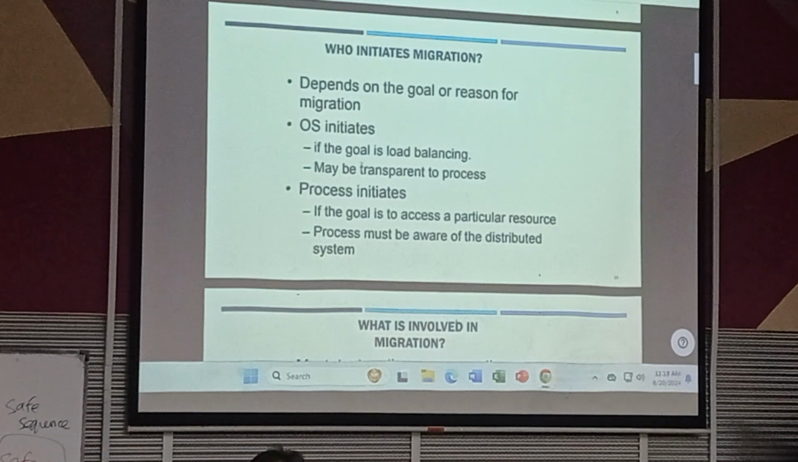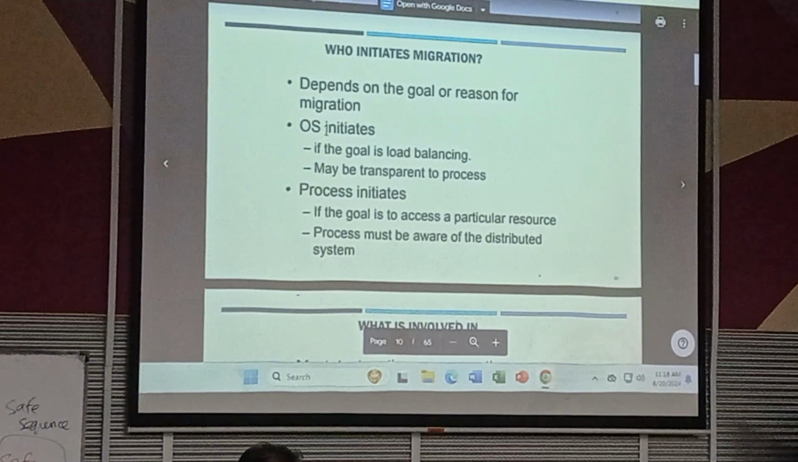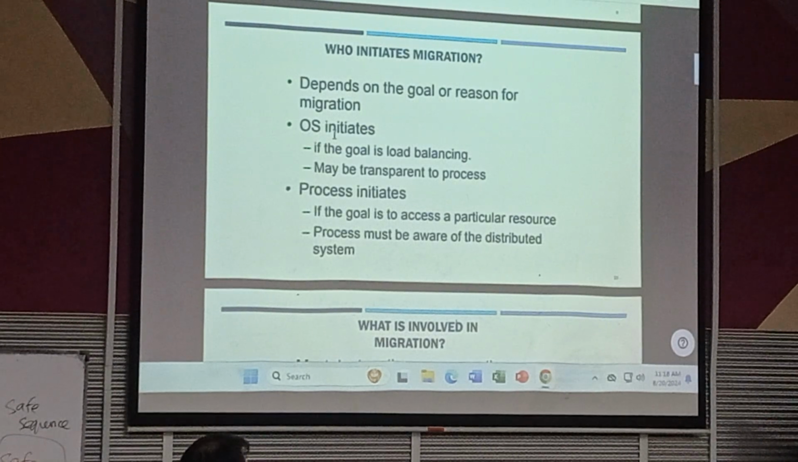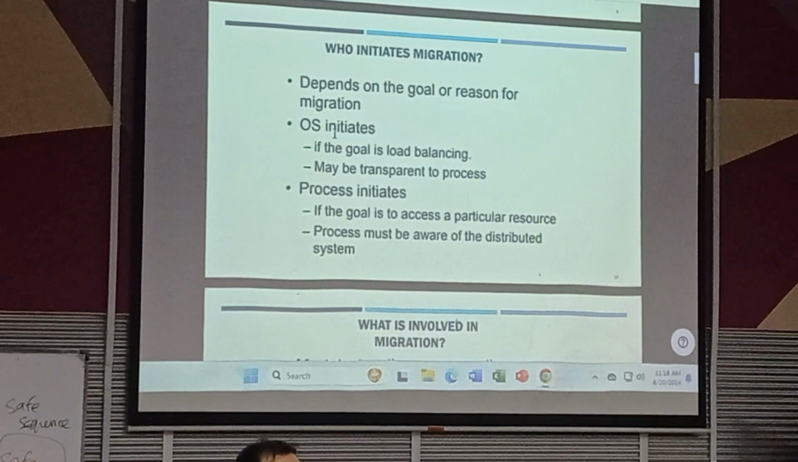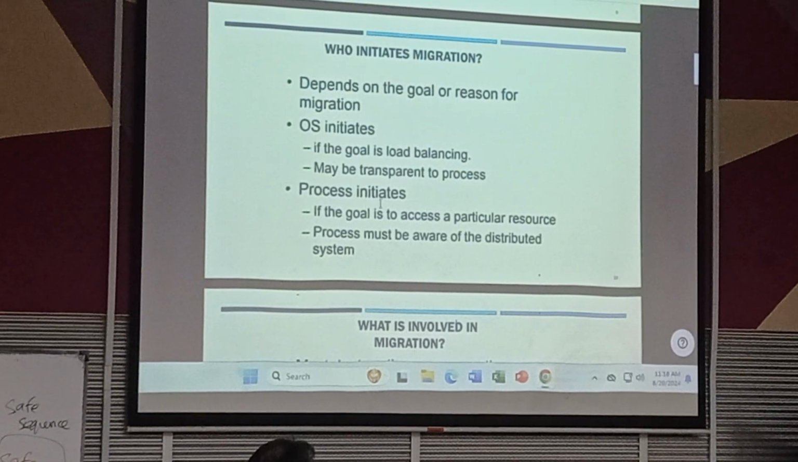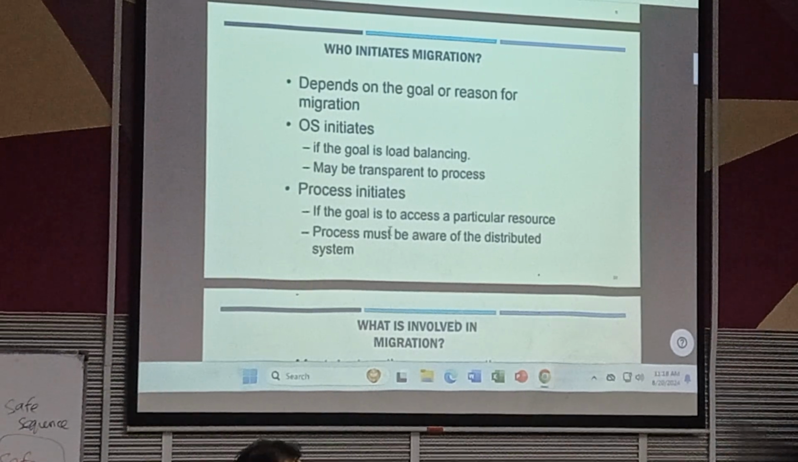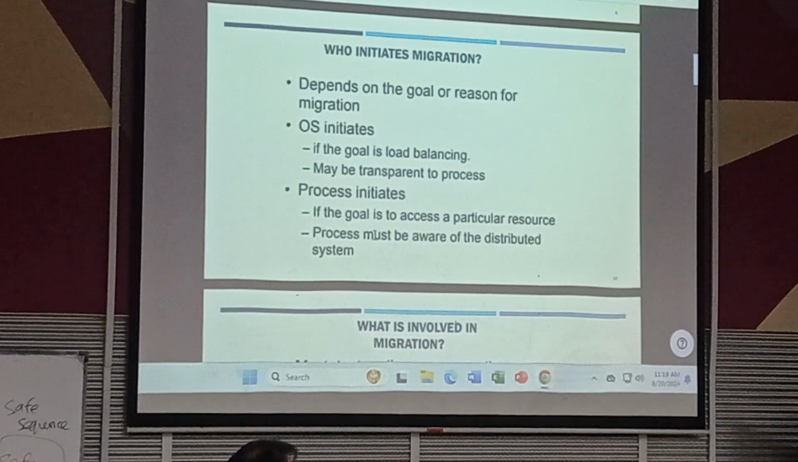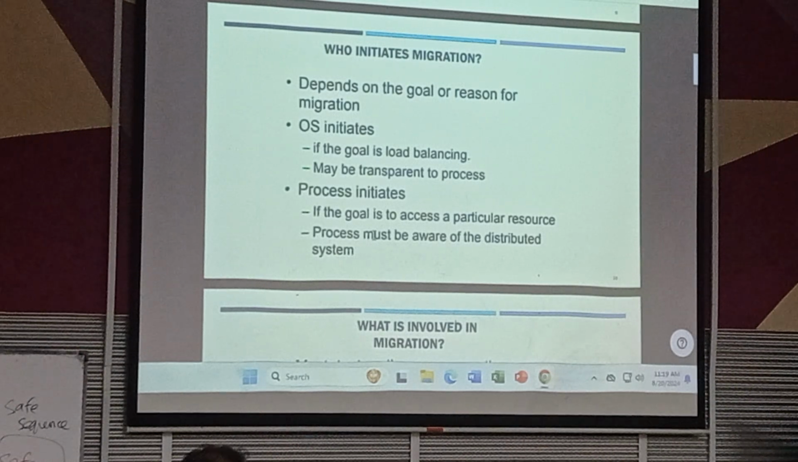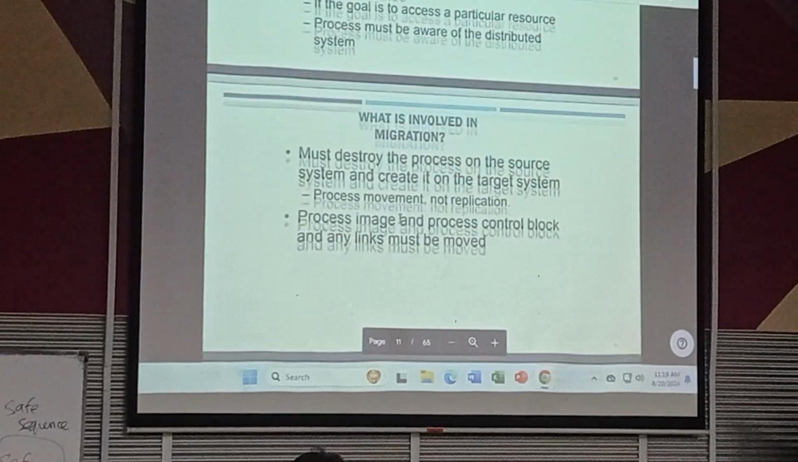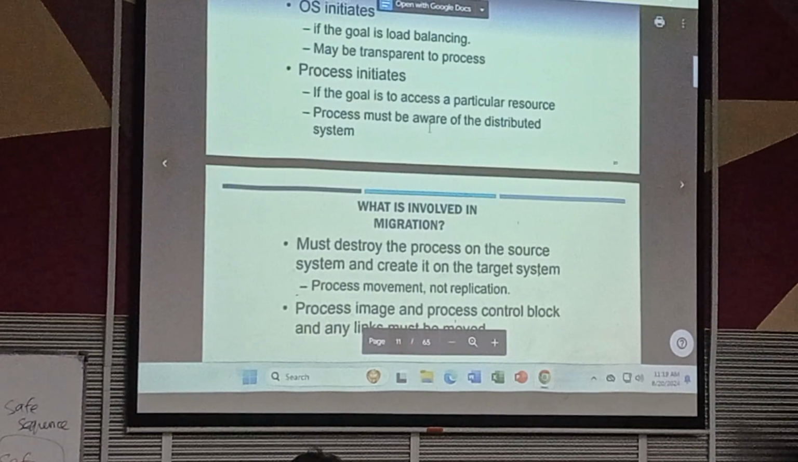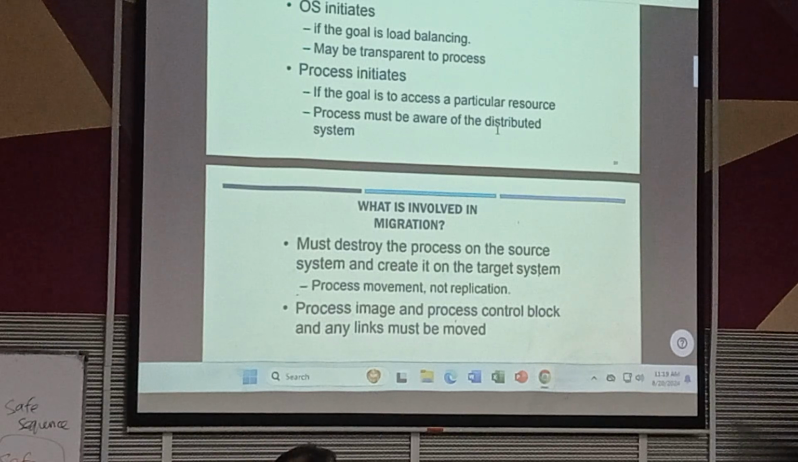Of course, we want the OS to do it for us because it's easy. The process does not need to do it. But sometimes we need the process to do it because the OS doesn't know where the resources are. So it has to do it itself. And for this, the developer of this process needs to know how to do the migration. And of course, in order to do this, it needs to know where the resources are in the distributed system.